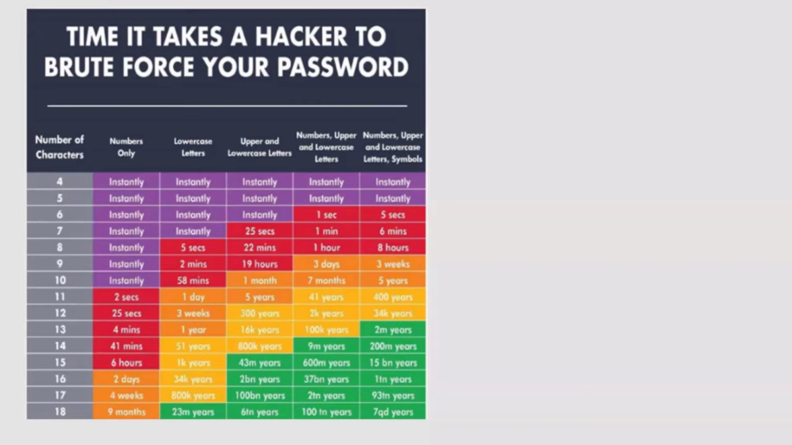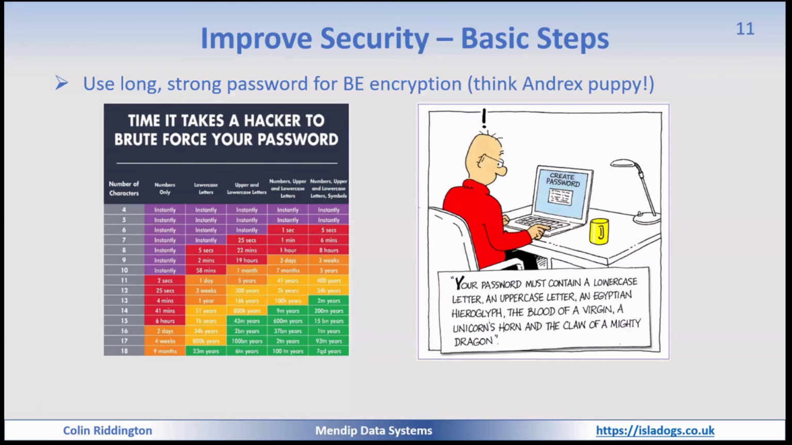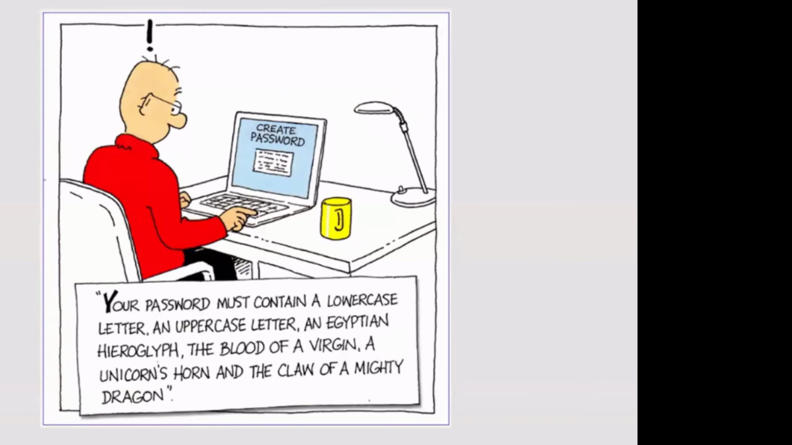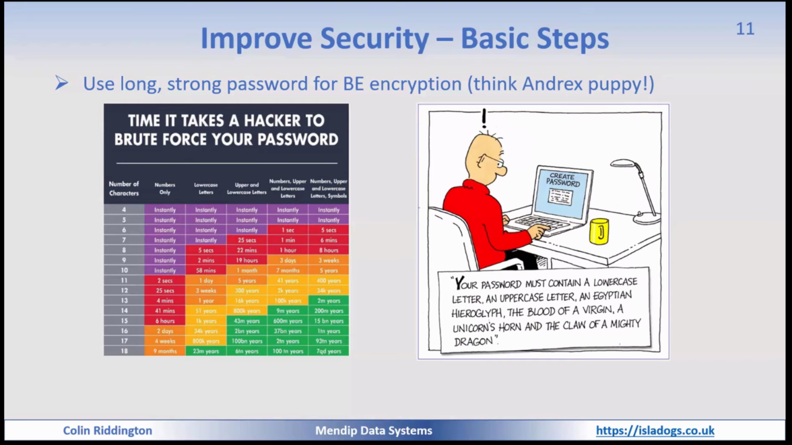It will take them less if they know who set the password and have a clue about the sort of things that you're likely to do. But basically, the longer and the more complicated, the better. And so you get ridiculous instructions that you have to follow. In this particular over-the-top case, and deliberately ridiculous, your password must contain a lowercase letter, an uppercase letter, an Egyptian hieroglyph, blood of a virgin, unicorn skull, and the claw of a mighty dragon. And if you get all that lot in, you're probably secure.